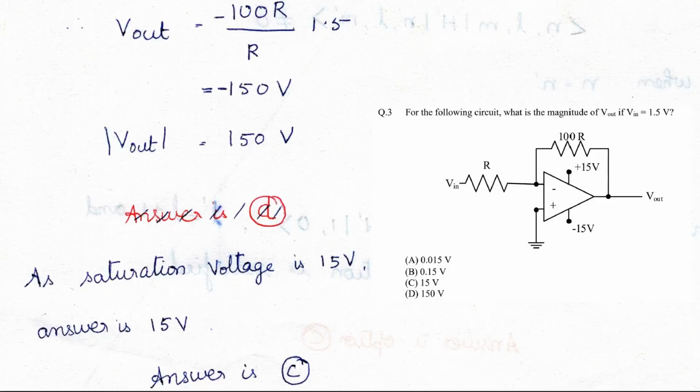If you see the diagram, they have given the saturation voltage as 15 volt. So V output cannot be 150 volt. So the answer is 15 volt. Answer is option C.